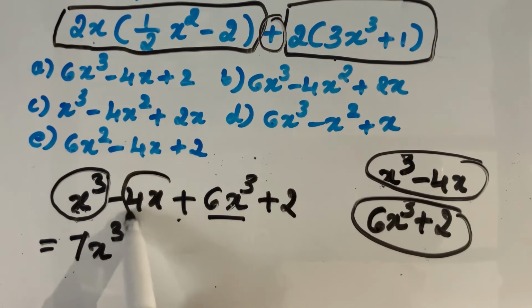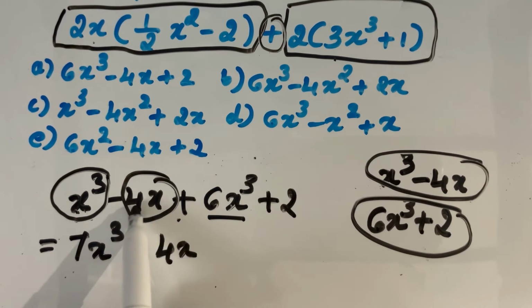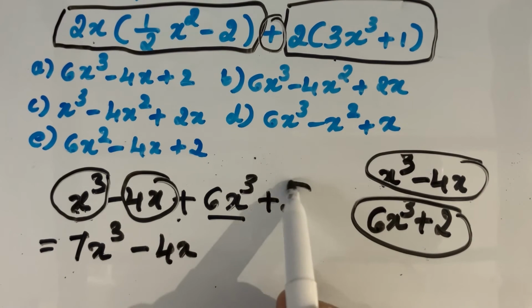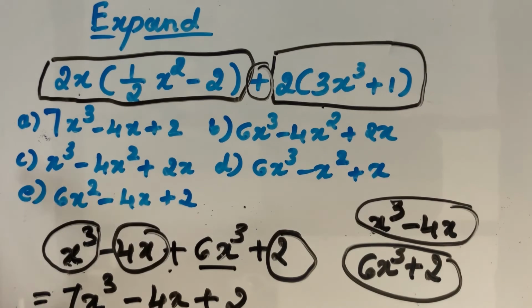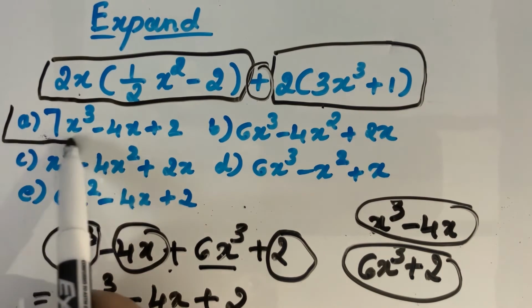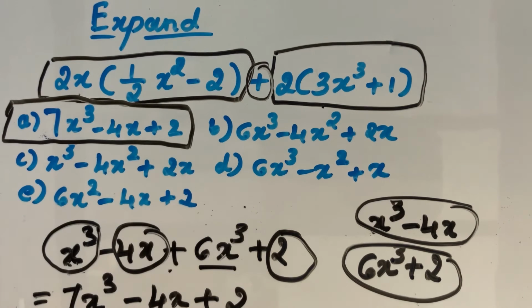Then we have the x term here, minus 4x. This x term has a negative sign here, minus 4x. Then here constant 2. 7x cube minus 4x plus 2. So the correct option is option A. Option A has 7x cube minus 4x plus 2.